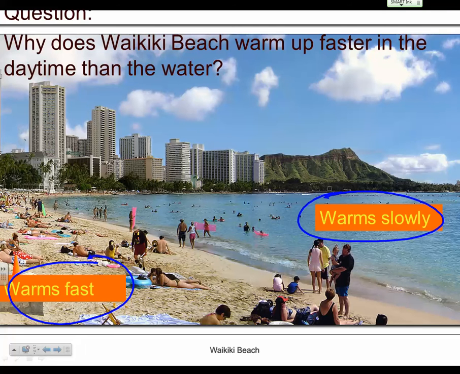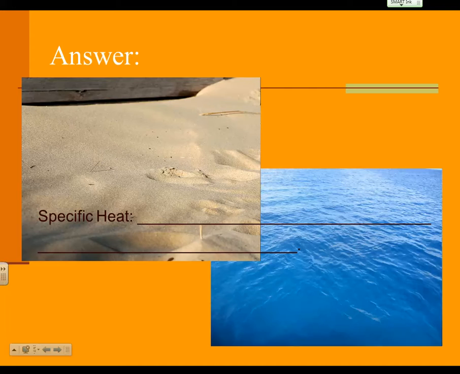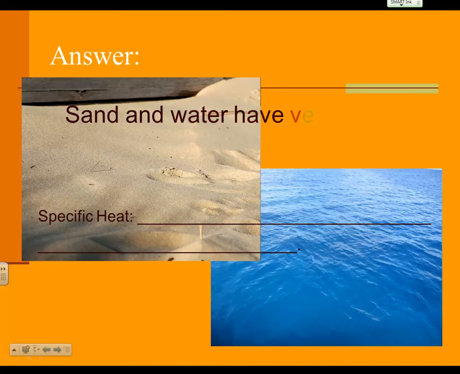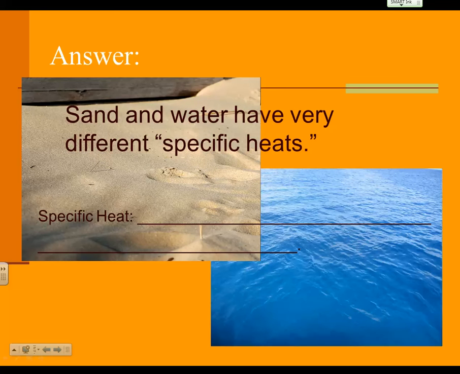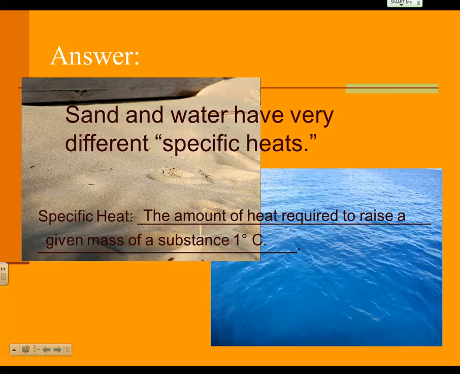And the answer to that question has to do with a new topic for you guys, and it's been staring you in the face on the front of the reference tables the entire year, and that's called specific heat. And sand and water have very different specific heats. So specific heat is simply the amount of heat required to raise a given mass of a substance 1 degree Celsius.